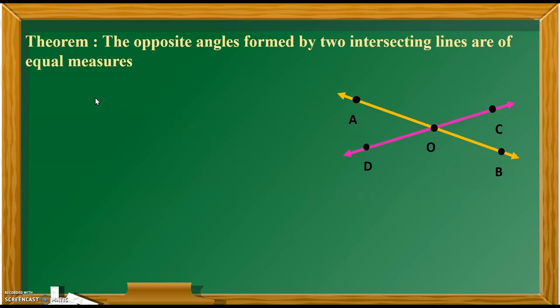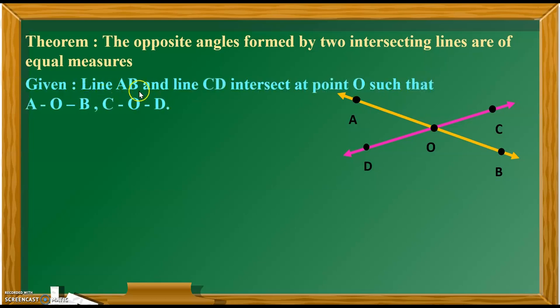write, the given. Okay, so we have to describe this figure. Without the figure our proof is of no use. It does not carry any marks. If you write any proof without the figure, you will not get any marks for it. So let's describe the figure. So given: line AB and CD intersect at point O such that A-O-B and C-O-D.